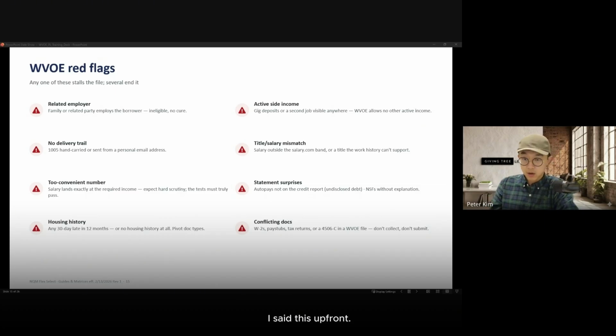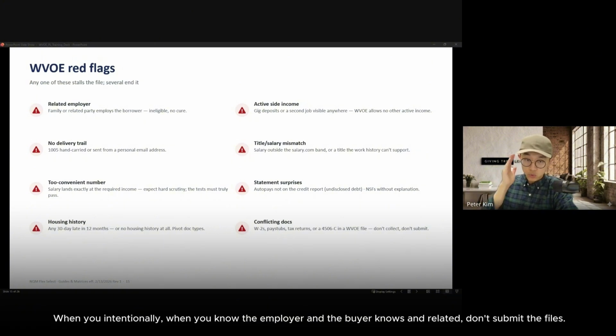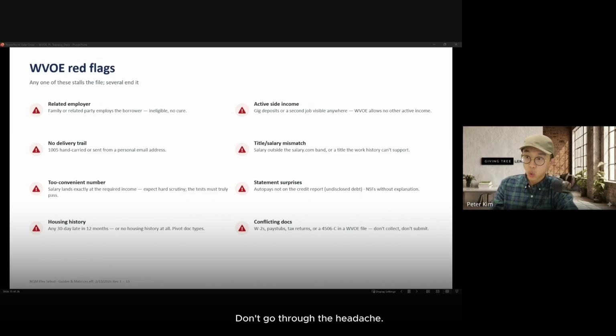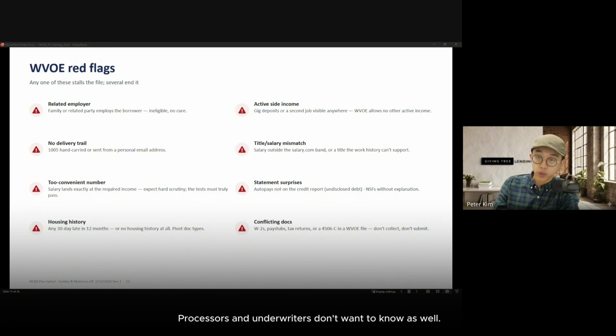I said this upfront. When you know the employer and the borrower are related, don't submit the files. Don't go through the headache. Don't even build issues within our firm. I said it very clearly, no relationship between employer and employee. There's no cure. That's why. There's no other way. And any active side income, don't send us. I don't want to know. Processors and underwriters don't want to know as well.